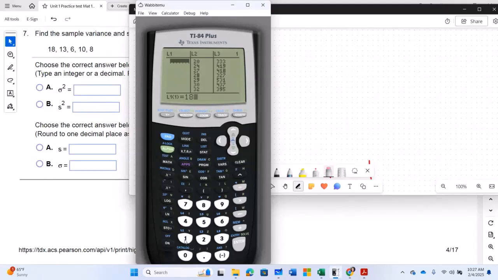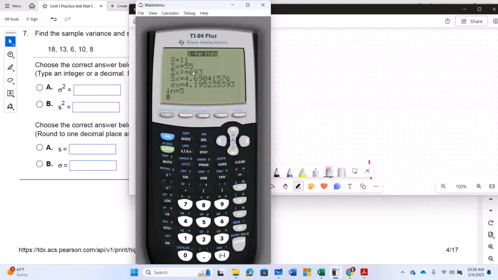Okay, so I'm going to put the data in. 18, 18, enter 13, 6, 10, and 8. So this is the data. There are only 5 of them, and I'm told to find the variance of the data. All right, so I am going to do one variable stats. Go to stats, one variable stats of this data. The data is in L1, so be careful. You tell your calculator that data is in L1. I don't have a frequency list because it's not grouped data. Okay, so I'm going to calculate.